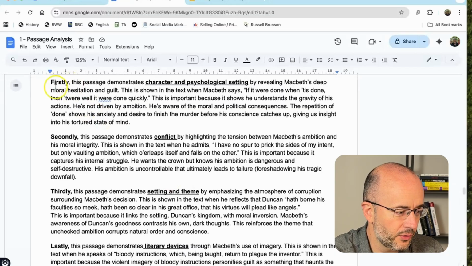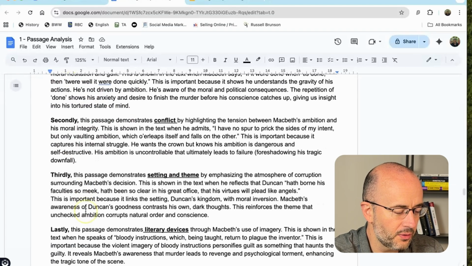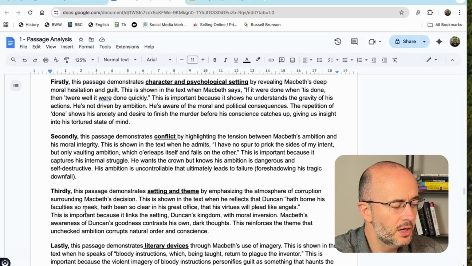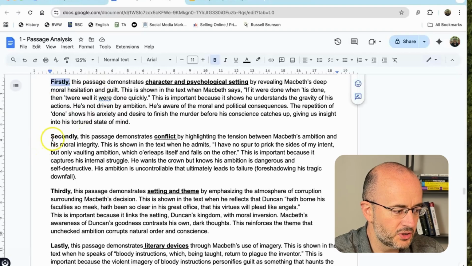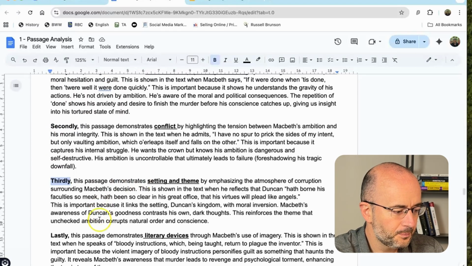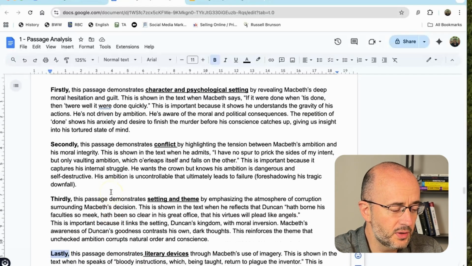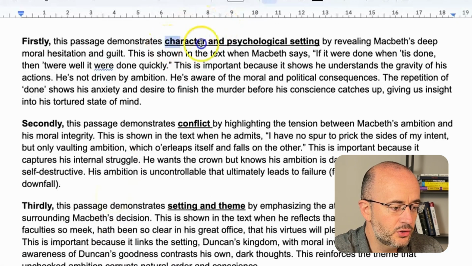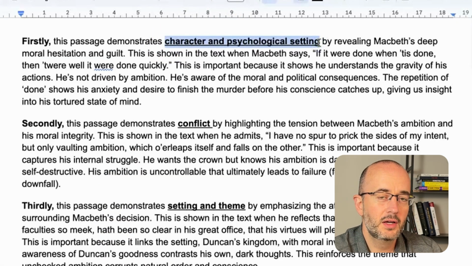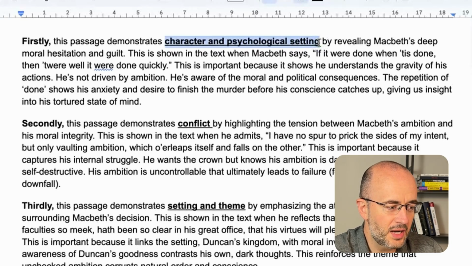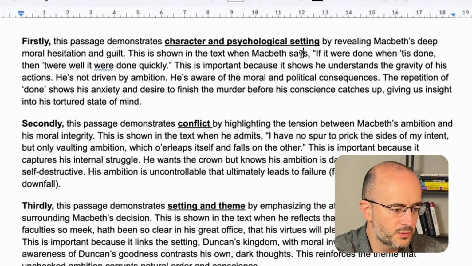Now, look, I know where the first idea is, second, third, fourth. Your teacher can easily find this. And notice there's 2 other things I did. Firstly, your first idea, which is character. Secondly, your second idea, which is conflict. Thirdly, setting and theme. And then lastly, we've got literary devices. And notice as well, when you're writing in class, do whatever you can. In this case, I underlined what you're writing about, what connection you're making. Make it as easy as possible for your teacher to go through and understand what we're writing.